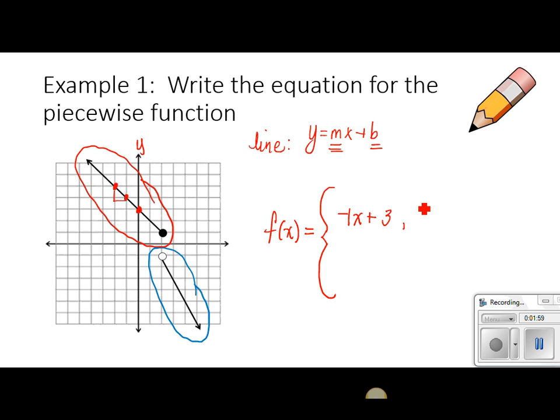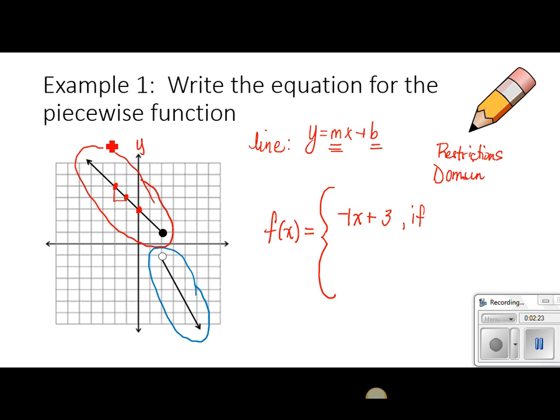Okay? Now what I need is my domain or restrictions. I need to know where that part is being graphed. So you can put the word "if." If not, it's not a big deal. But I'm going to go ahead and just write it there so you get used to that. The restrictions or the domain.